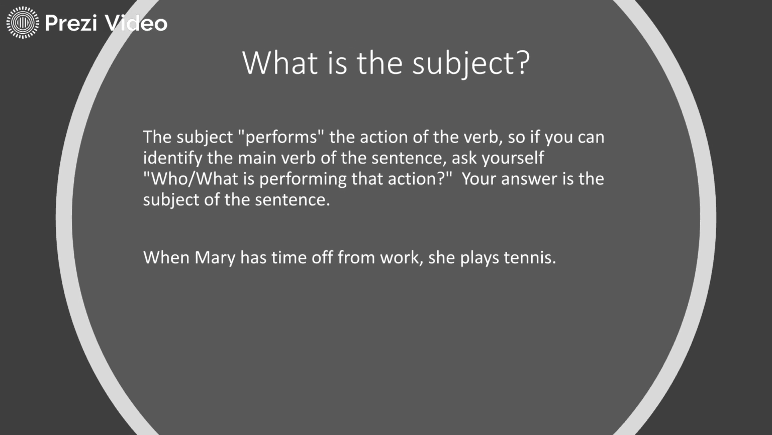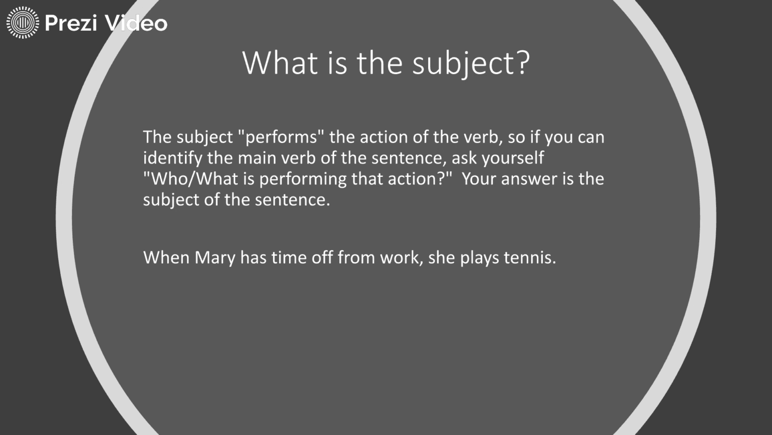So the subject performs the action of the verb. So if you can identify the main verb of the sentence, ask yourself who or what is performing that action. Your answer is the subject, and then you need to figure out the verb. Now, the verb might be not where you expect it.